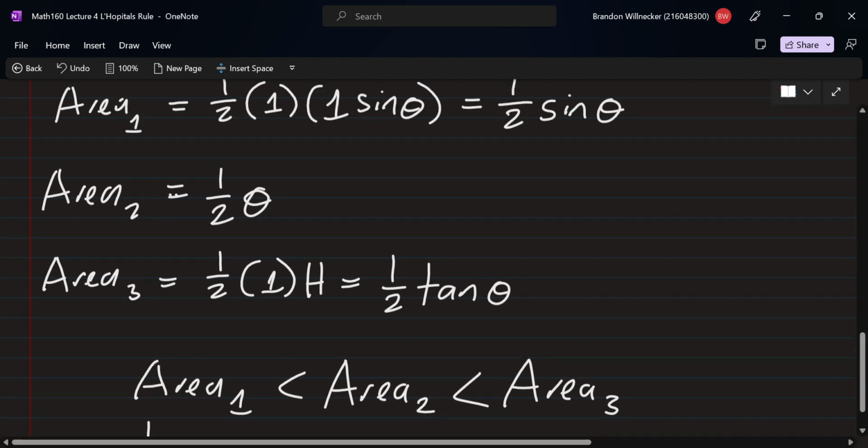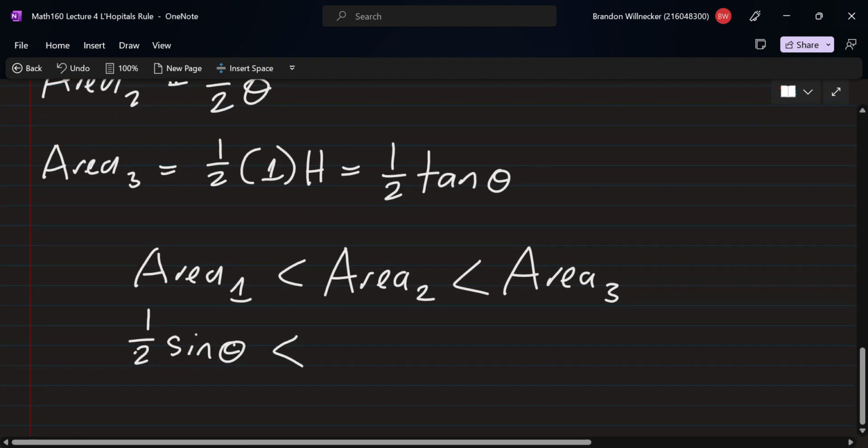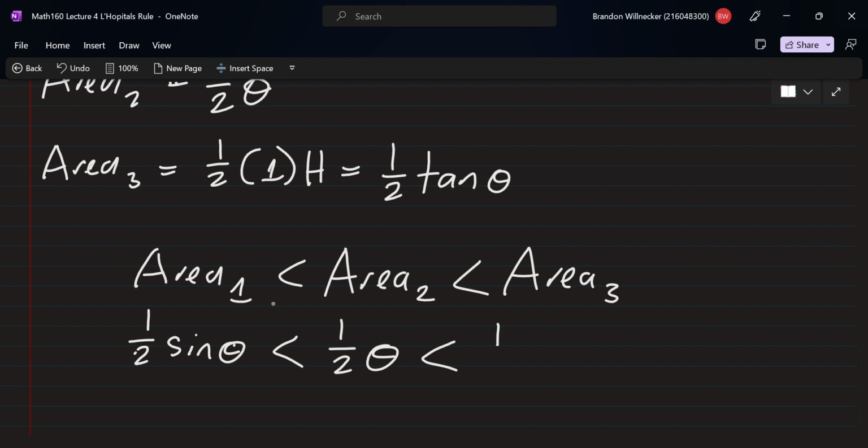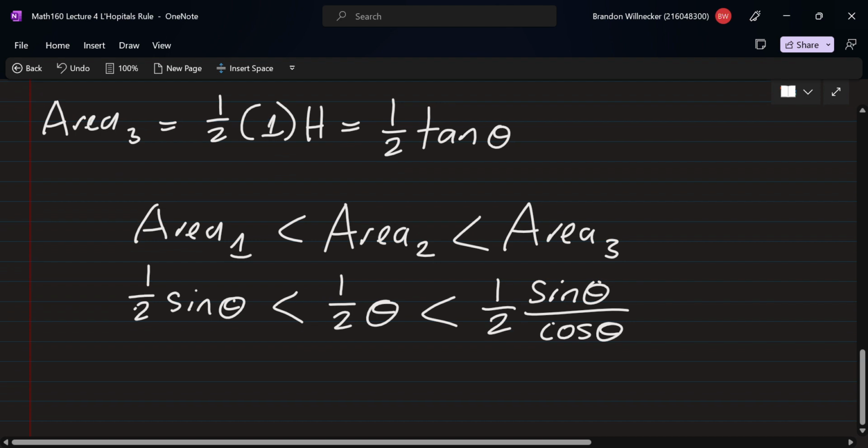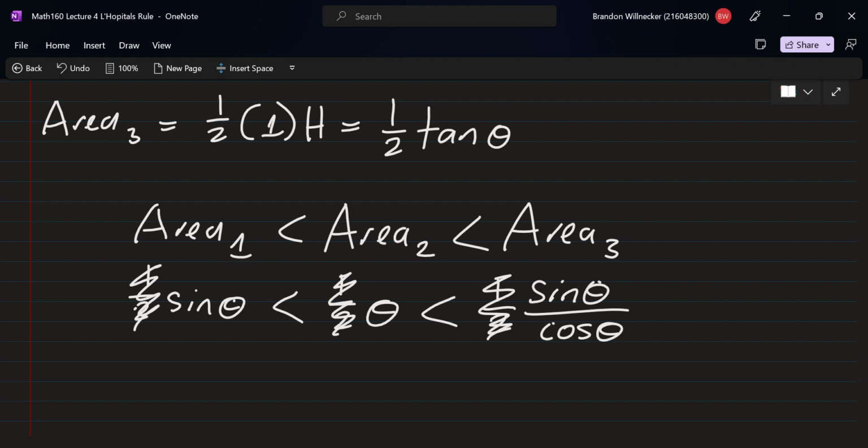This is going to be less than area 2, which is 1/2 theta. This is less than area 3, which is 1/2 tan theta. Okay, but I'm going to write that as sine theta over cos theta. So that's just arranging them in order. Now each of these terms has a half. We can cancel that. So there, there, and there. Okay, that's all gone. Next, we're going to take the reciprocal of all of these terms.